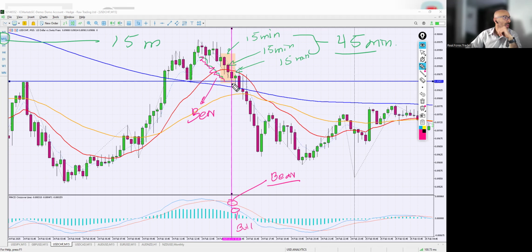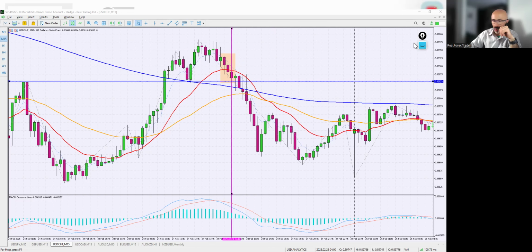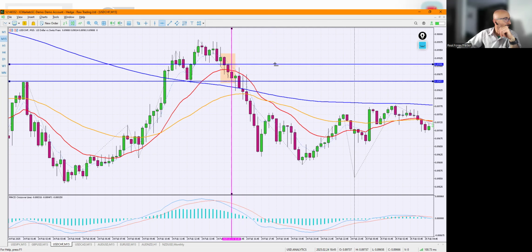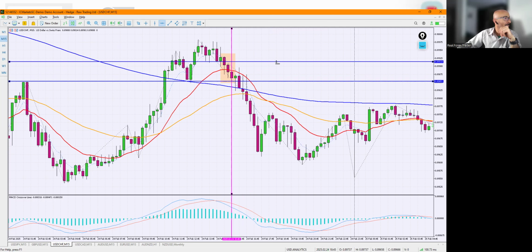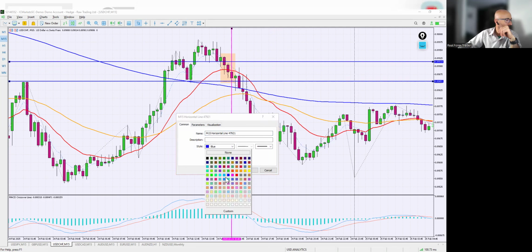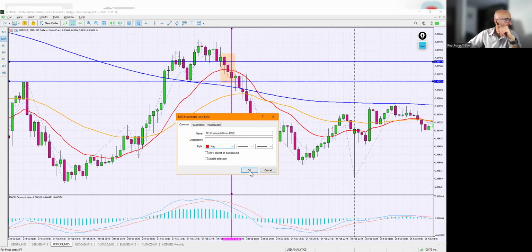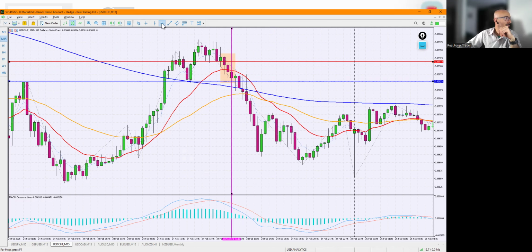What happens? When I set here my entry point, now I need to set my stop loss. Ideally, my stop loss should be above the second bear candle. Okay, so that is my stop loss. And my take profit should be around this term in here. What is the reason?